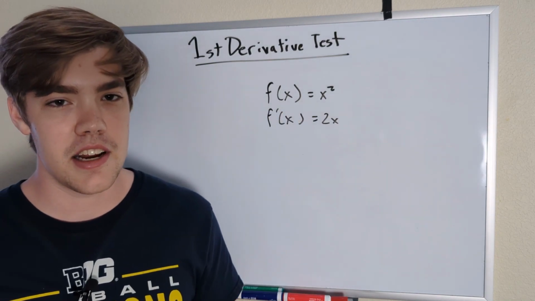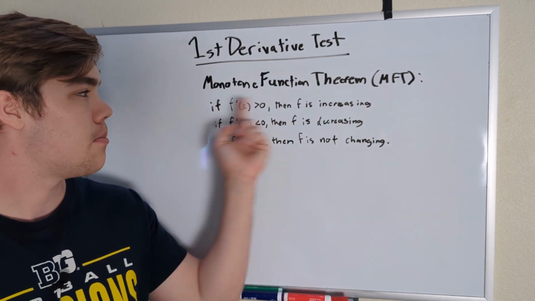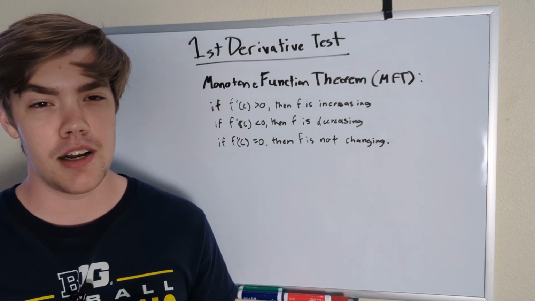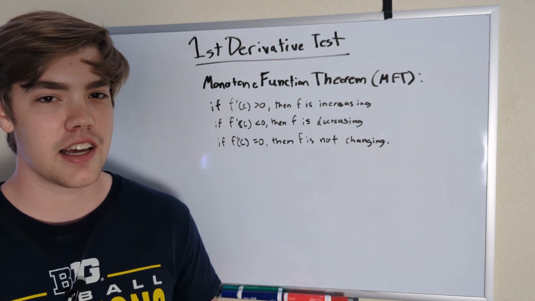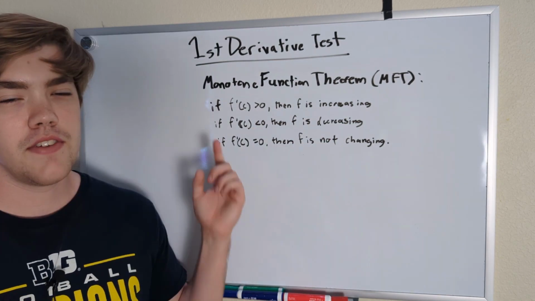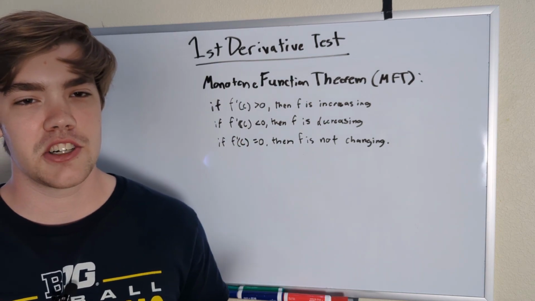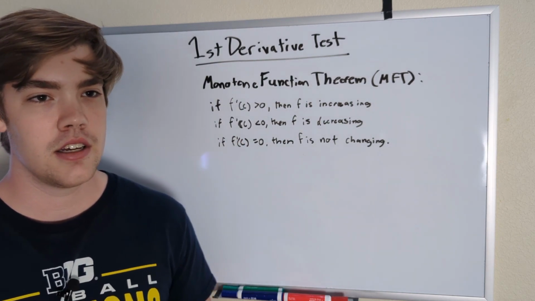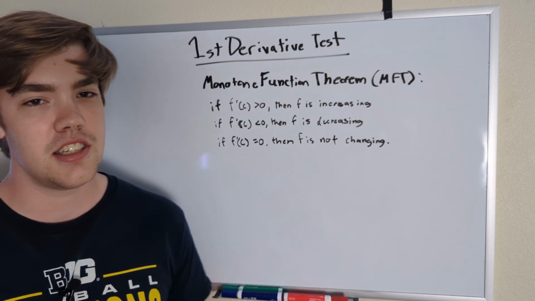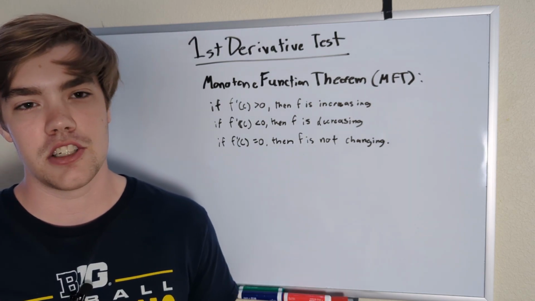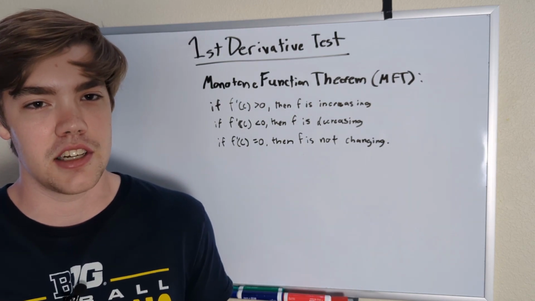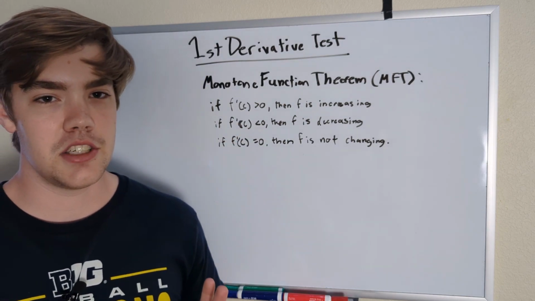So let's talk about that here. But before we go too much further, I want to talk about the monotone function theorem, also known as MFT. That sounds a lot like NFT, but unlike that, MFT is actually useful. If f prime of c is greater than 0, then the function f is increasing at that point. If f prime of c is less than 0, it's decreasing. And if it equals 0, then the function is not changing, aka the slope is constant. c is simply the point on the graph that we chose for this function.